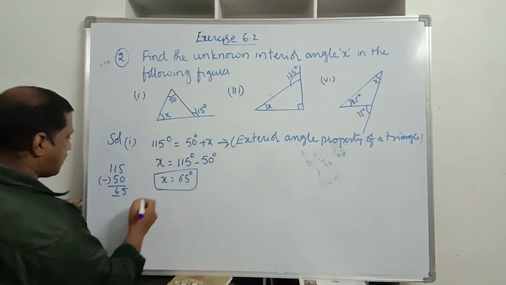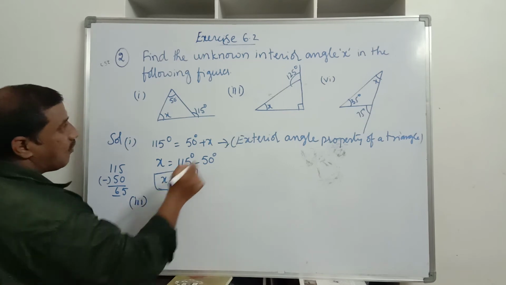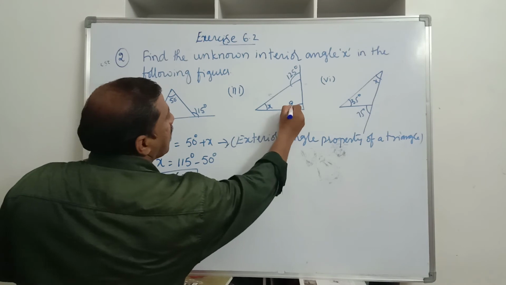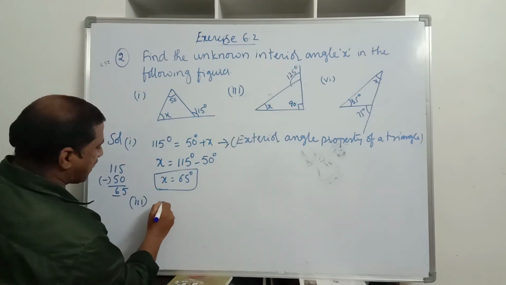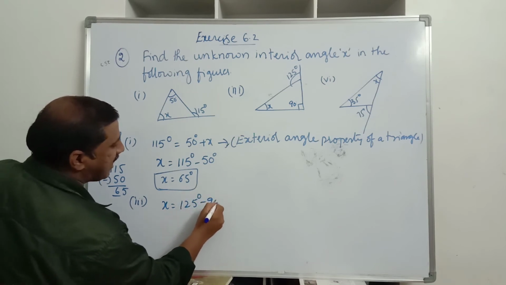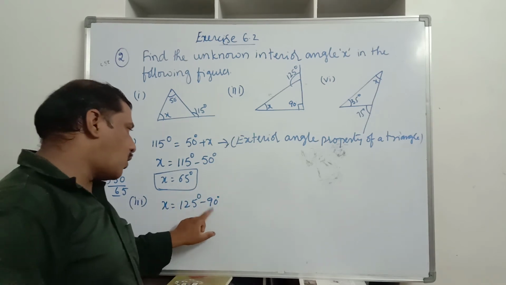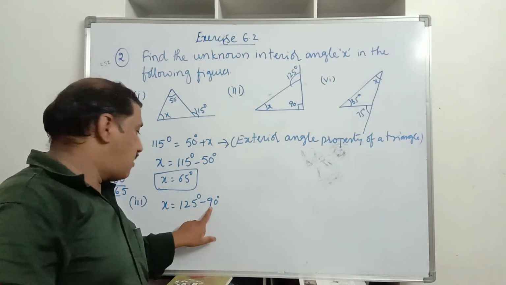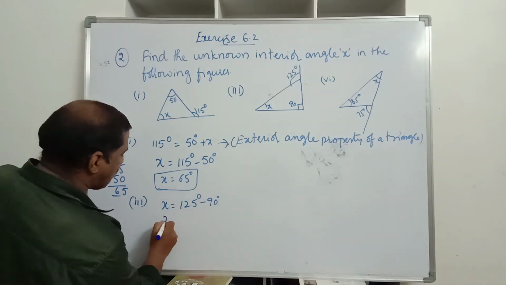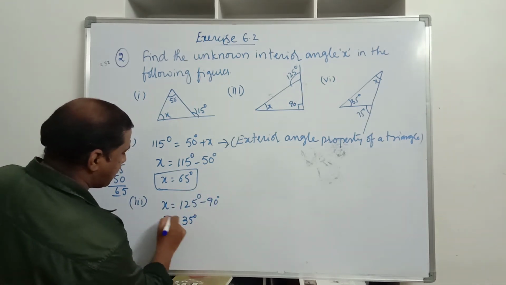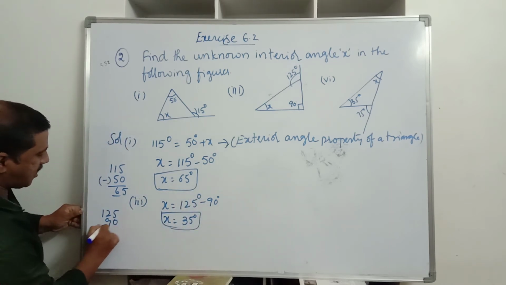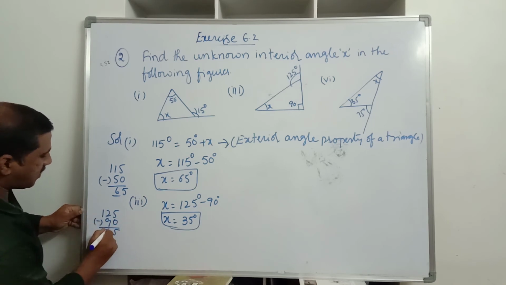Next, the third question. This symbol represents 90 degrees. Am I right or not? This symbol represents 90 degrees. Now x is equal to 125 degrees minus 90. As I told, subtract the known interior angle from the exterior angle 125. That is 125 minus 90, which is 35 degrees. Rough work: 125 minus 90, 12 minus 9 is 3.